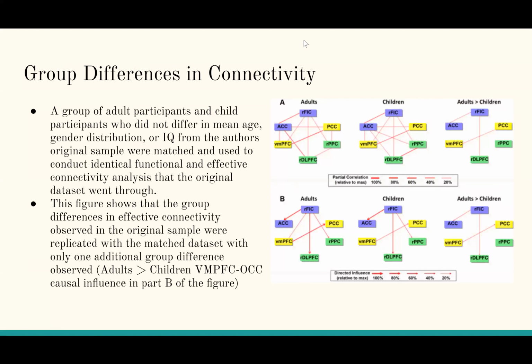As we look at this slide, it's similar to the previous one, but it's looking at a matched data set. A group of adult participants and child participants who did not differ in mean age, distribution, or IQ from the original sample were matched, and they used the same statistical analyses that the original data set went through. This figure shows that the differences in effective connectivity observed in the original sample were replicated with the matched data set, with only one additional group difference observed. Adults were greater than children in the VMPFC OCC causal influence in part B of the figure.